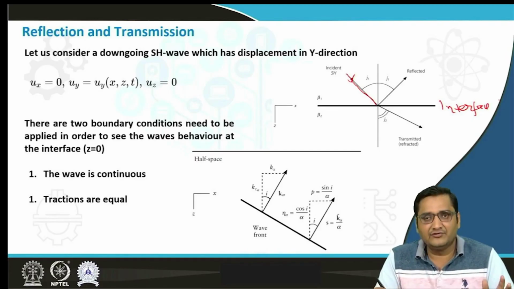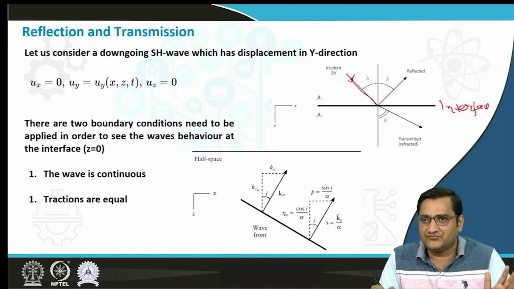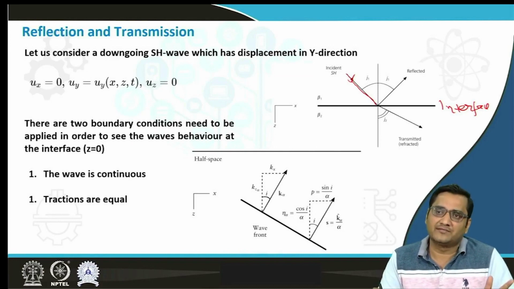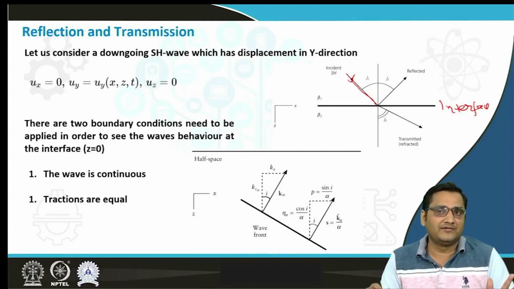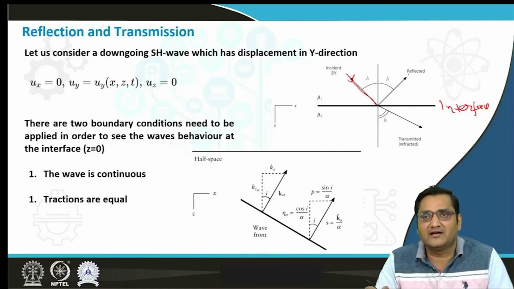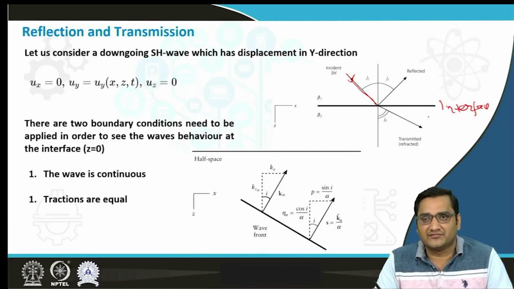As I told you in my previous lectures, when an SH wave hits any interface, only a reflected SH wave and a transmitted SH wave will occur. It will not give rise to P and SV waves. P and SV waves are coupled with each other, but SH wave is independent. So when it is incident upon this interface, it gives rise to the reflected SH wave, and there will be a transmitted wave which will be SH as well.